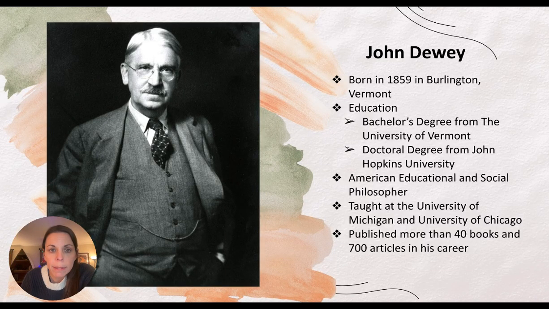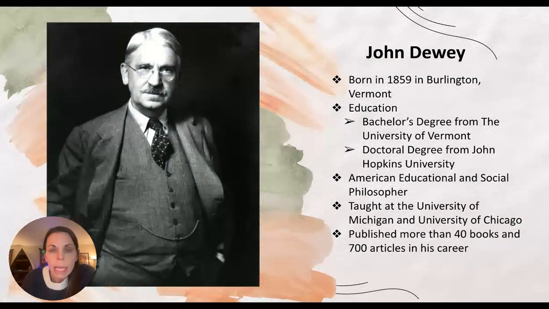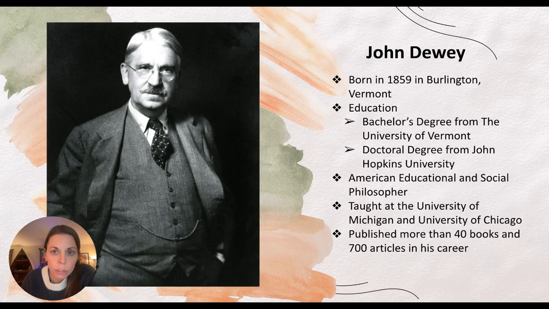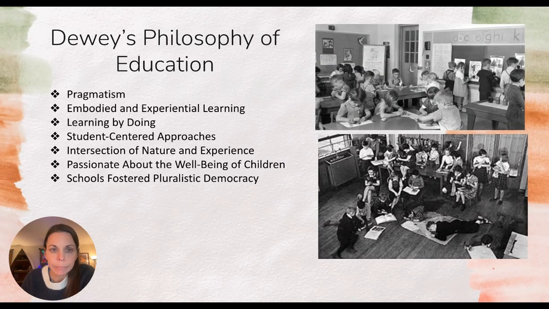John Dewey is a world-renowned educational and social philosopher who was born in 1859. He has degrees from the University of Vermont and Johns Hopkins University. And although he did teach elementary and secondary for a short period of time, he spent the majority of his educational career teaching at the college level at the University of Michigan and University of Chicago. His work, his hundreds of texts and articles and journals, is still used and cited in today's work in education and philosophy.